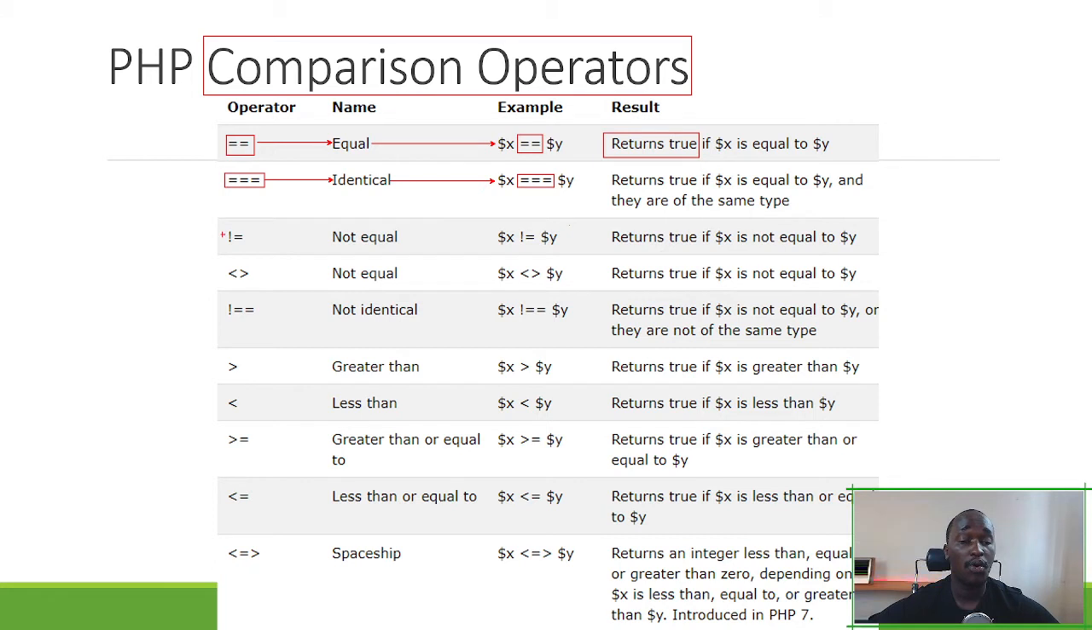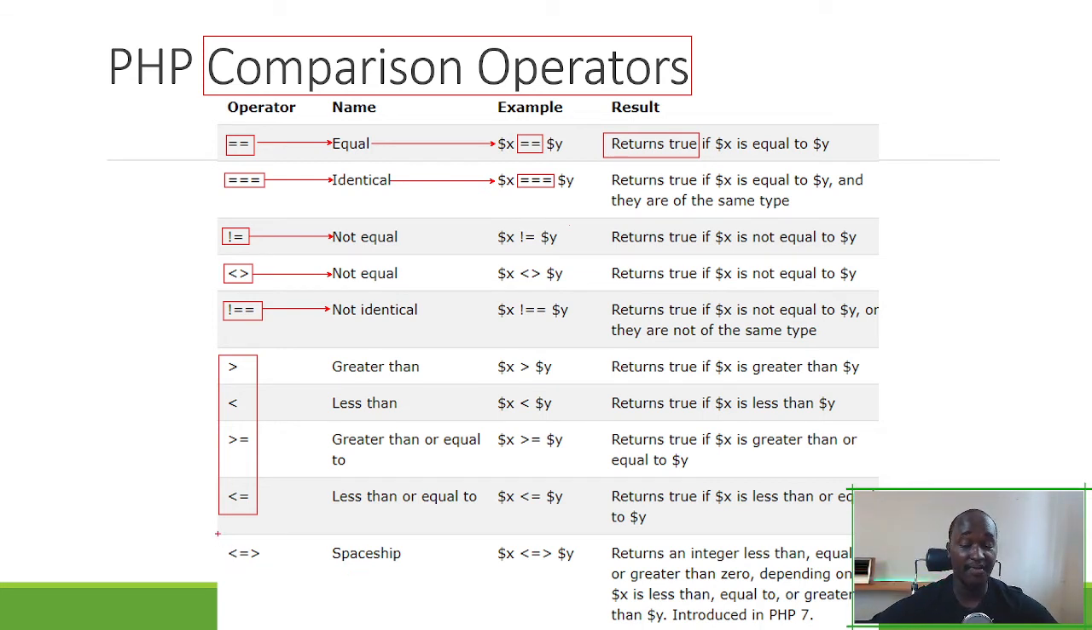Then the opposite of equal is not equal. That is what we're having here. Not equal will return true if they are not equal and false if they are equal. You can also use this one for not equal in PHP, and this one for not identical. Then of course we have greater than, less than, greater than or equal to. They do as the name suggests.